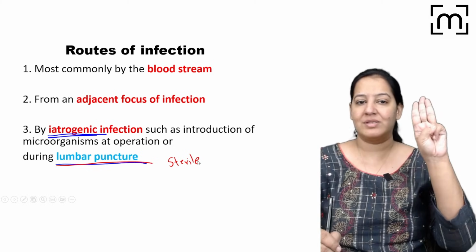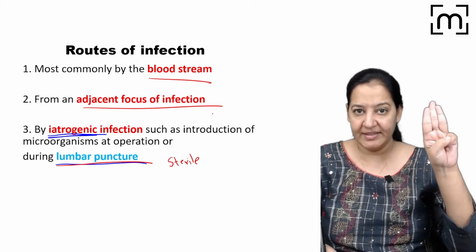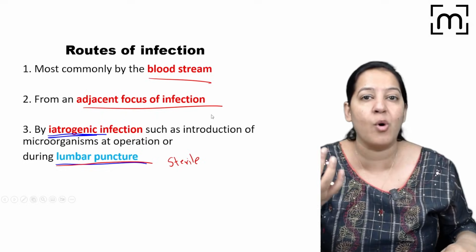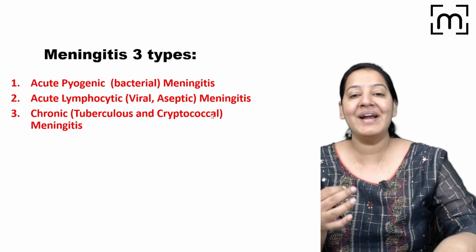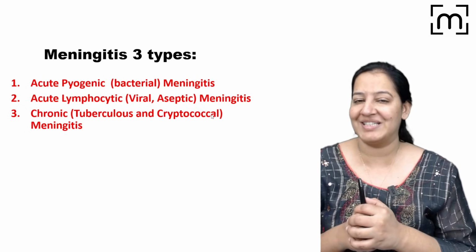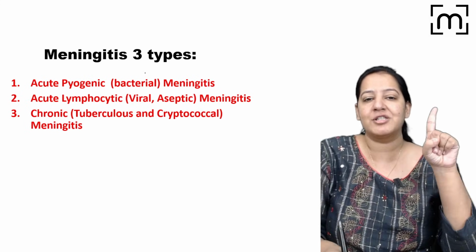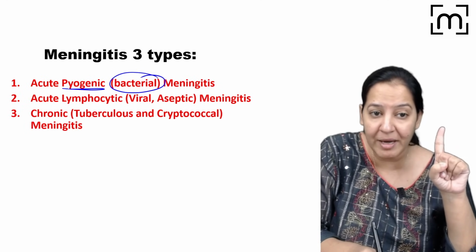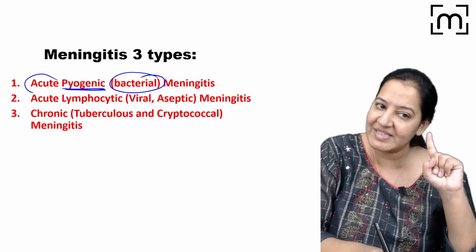So there are three routes: the bloodstream, the adjacent focus and the iatrogenic. Via these three routes, the bacteria, virus and fungus can reach the meninges and cause inflammation of the meninges, that is meningitis. Now let's talk about the types of meningitis. The most important, there are three types of meningitis. The first is caused by the pyogenic bacteria, the pus forming bacteria. The pyogenic or pus forming bacterial meningitis is always acute.